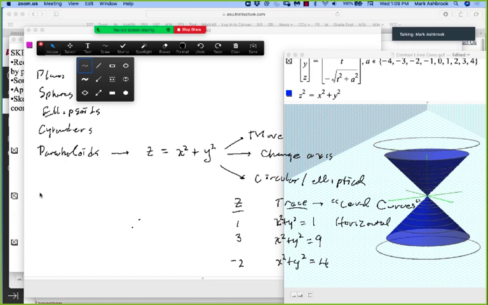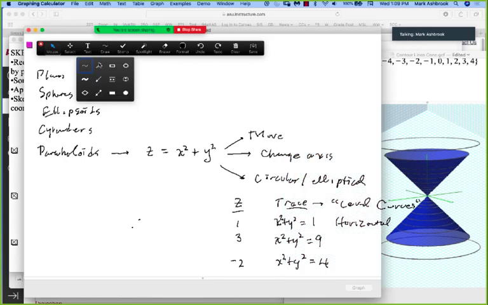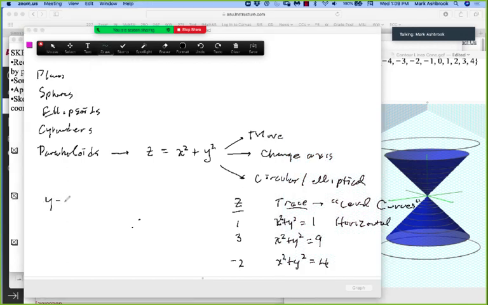So we could say like y minus 1 squared equals x squared over 4 plus z plus 2 squared. Okay, so this would have all 3 transformations. So where would our vertex be, first of all? It'd be at 0, 1, negative 2. So 0, 1, negative 2.